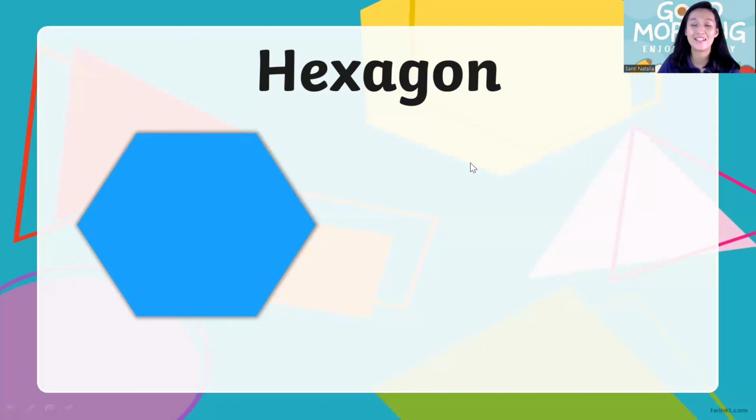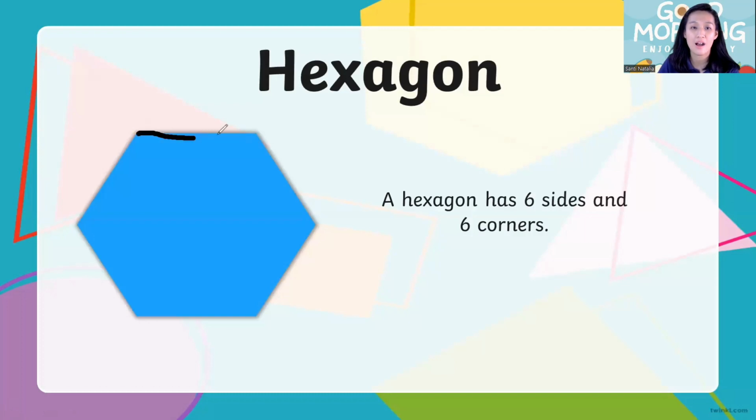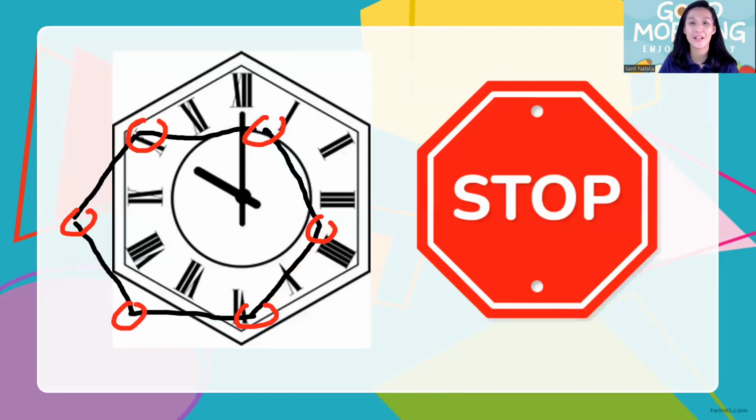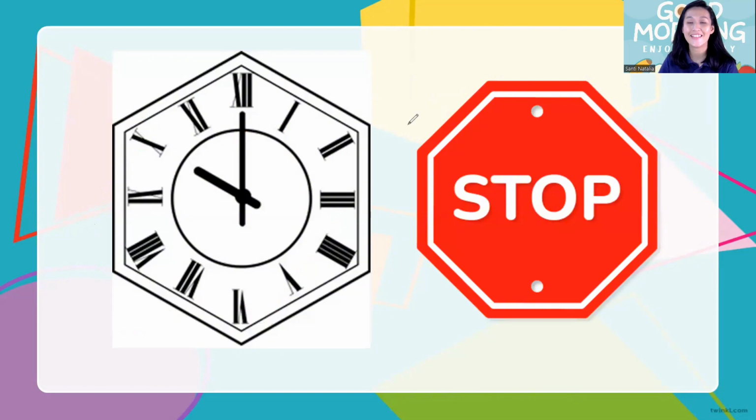Can you say hexagon? A hexagon has six sides and six corners. Let's count together. One, two, three, four, five, six. Yes, six sides. Let's count the corners. One, two, three, four, five, six. Yes, six corners. This is a hexagon. For example, look at this clock and this sign.